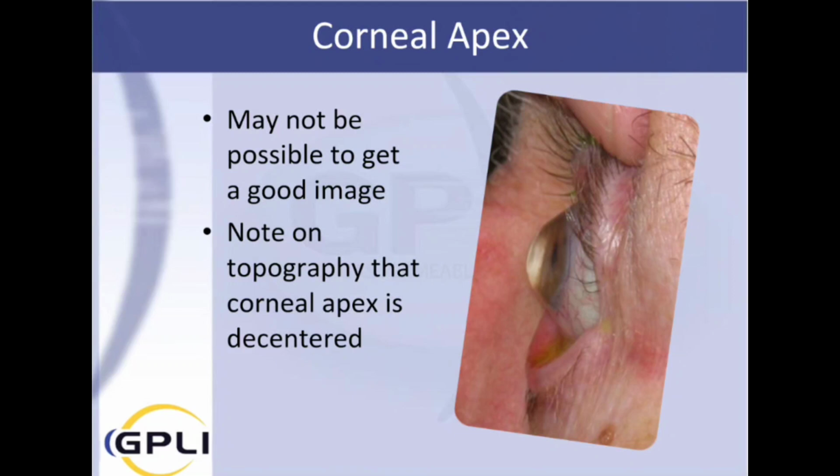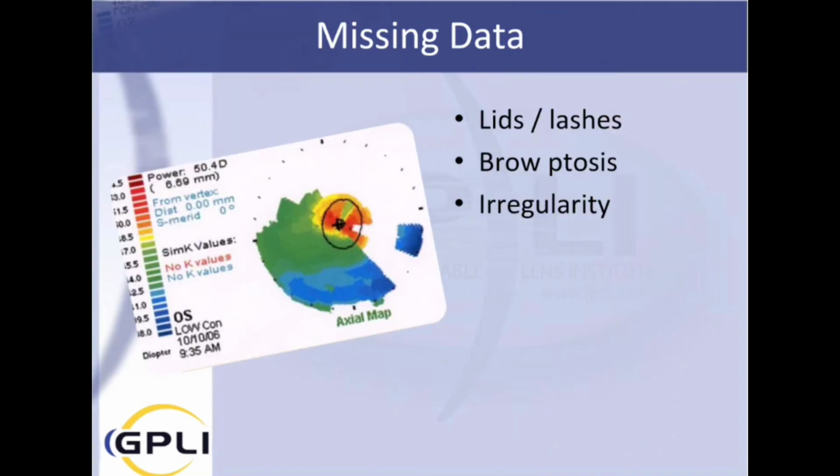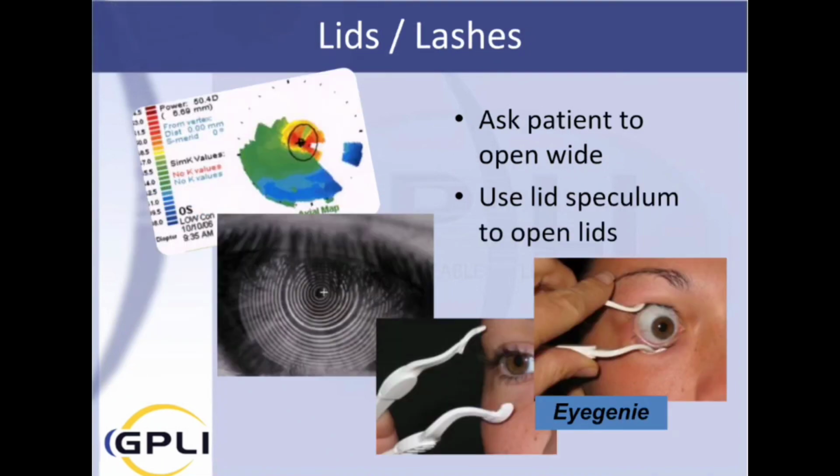In some cases, such as keratoconus or corneal transplant, the corneal apex may not be aligned with the topographer. In these cases, it may be extraordinarily difficult to get a good image. When there is missing data, it may also be due to lids and lashes, a brow ptosis, or high corneal irregularity.